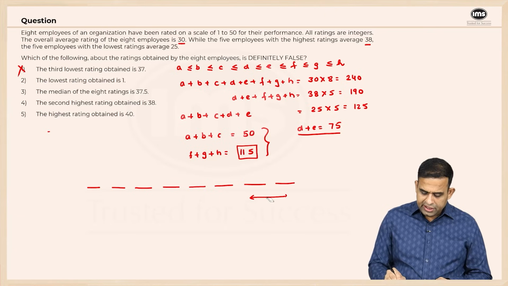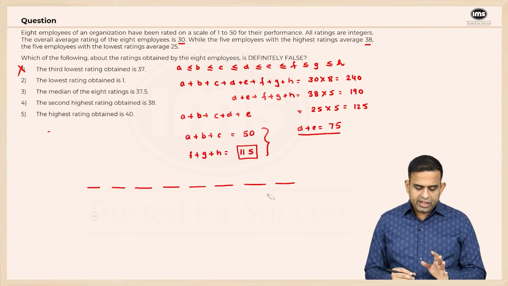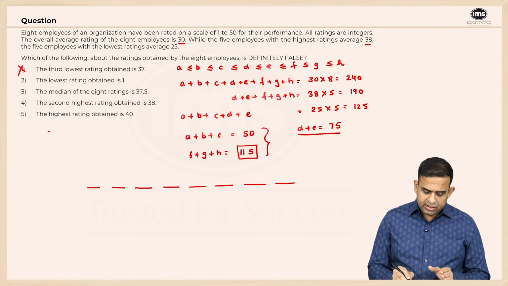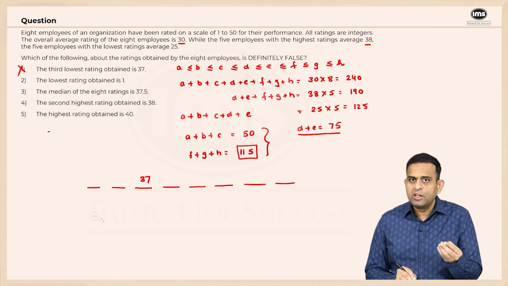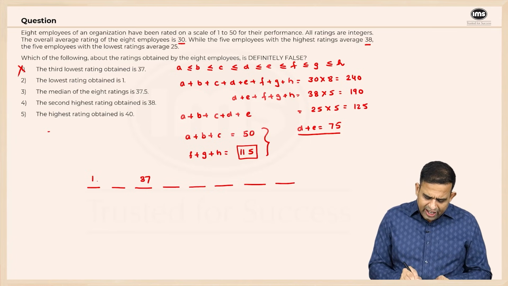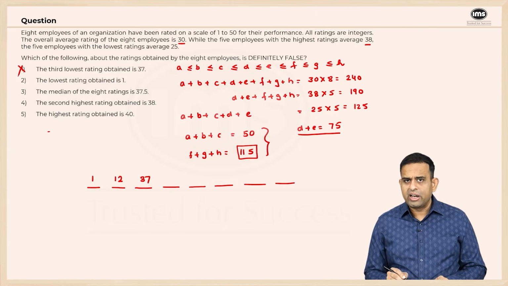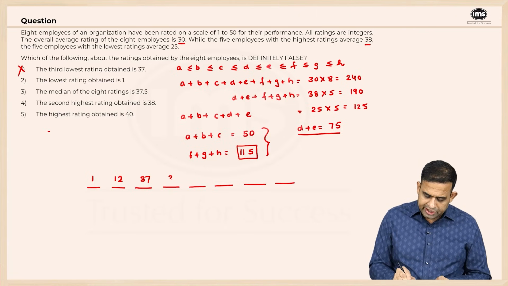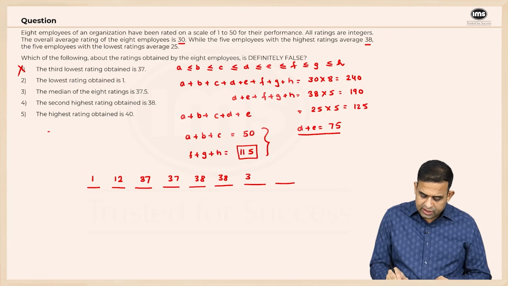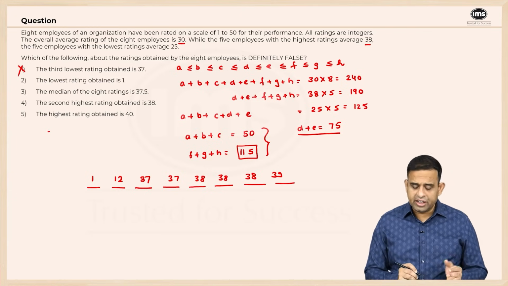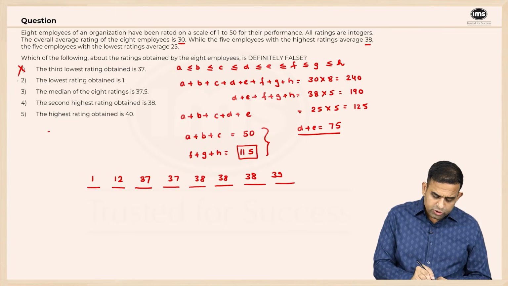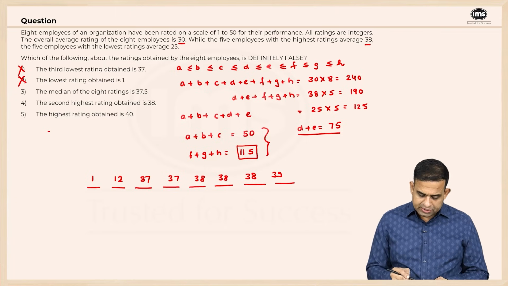Let's try to look at the second one. The lowest rating is 1. As you've seen in the previous one, we have taken this number as 37, which will give you A plus B as a possible 13. And we can do 1 and 12, and that is also going to be very much possible. 37, 38, 38, 38, and let's say a 39. This is going to follow every condition. So number 2 is also possible, hence not the answer.